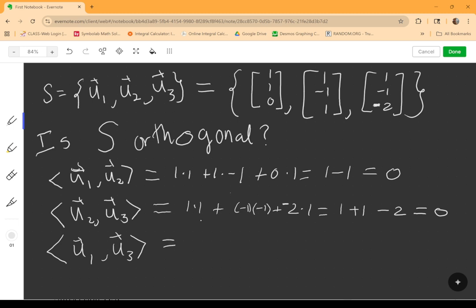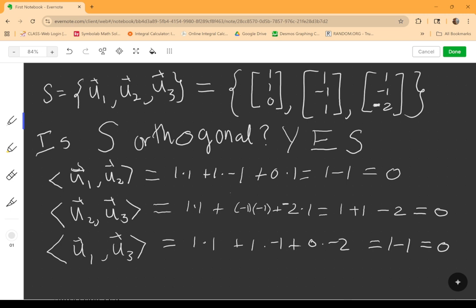And then lastly, our last pair here is u1, u3. So we get 1 times 1 plus 1 times negative 1 plus 0 times negative 2. And then this gives me 1 minus 1, which is equal to 0. Okay, so is S orthogonal? Yes. Not only that, the previous theorem tells me that it is also linearly independent as a result. And not only that, we have three vectors in R3 that are linearly independent, so they also span the space R3.